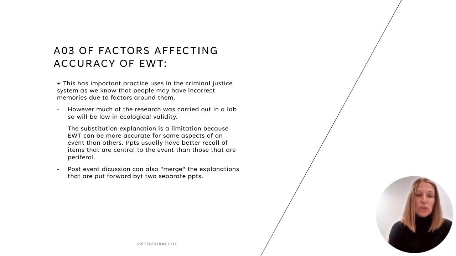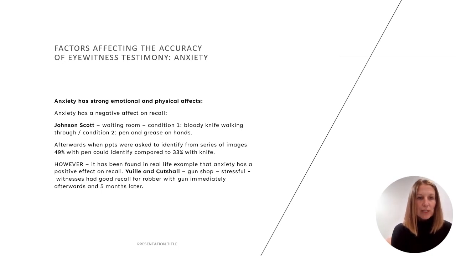So the substitution explanation of a limitation is a limitation because eyewitness testimony may be more accurate for some aspects of an event. Participants usually have better recall of items that are central to the event than those that are peripheral. So the main factors that are going on are less likely to be replaced by discussion. But post-event discussion can also merge explanations. So if they think somebody's a certain skin colour or hair colour, they can merge it to a mid-tone.